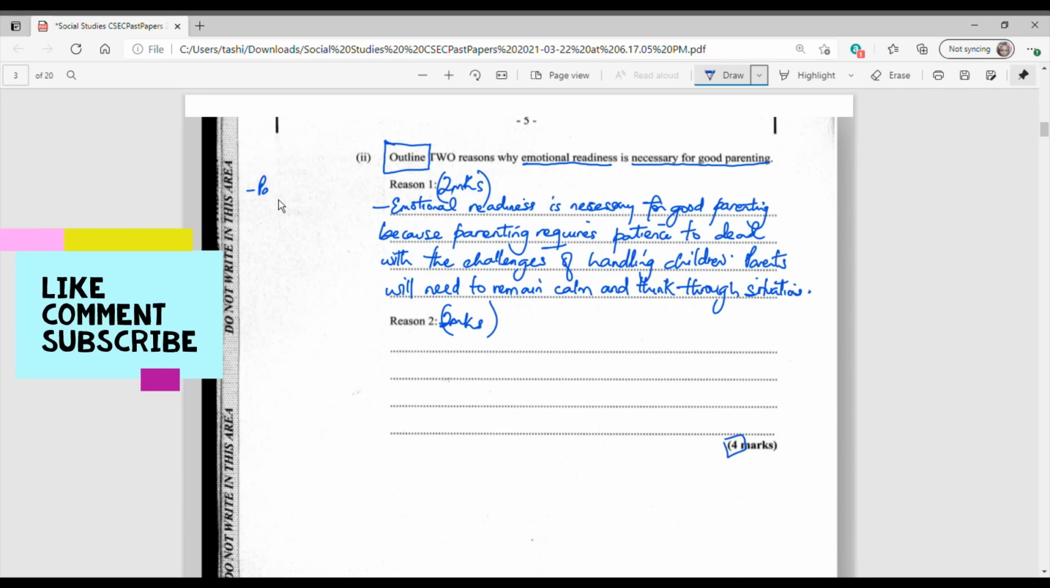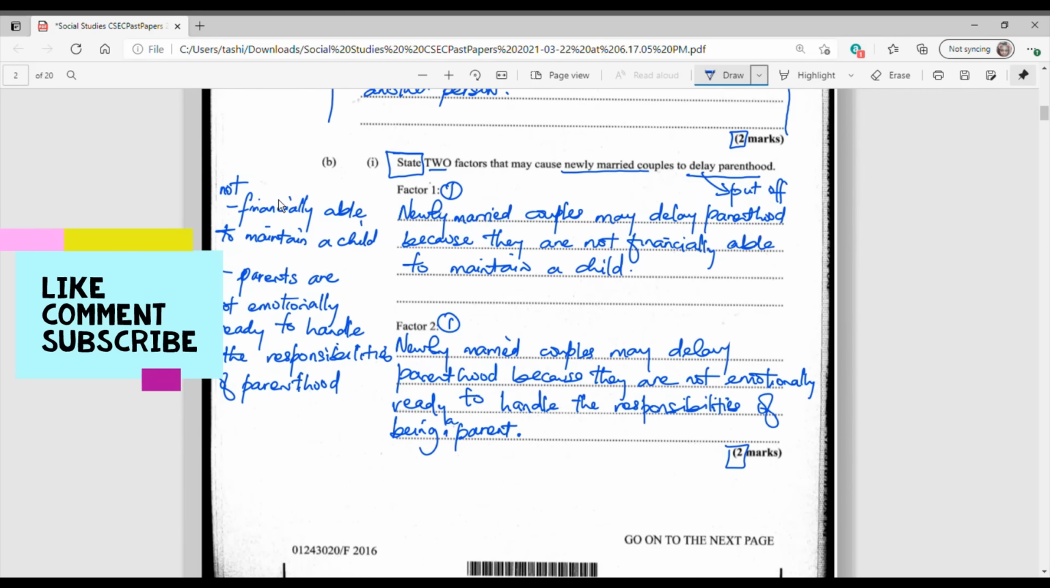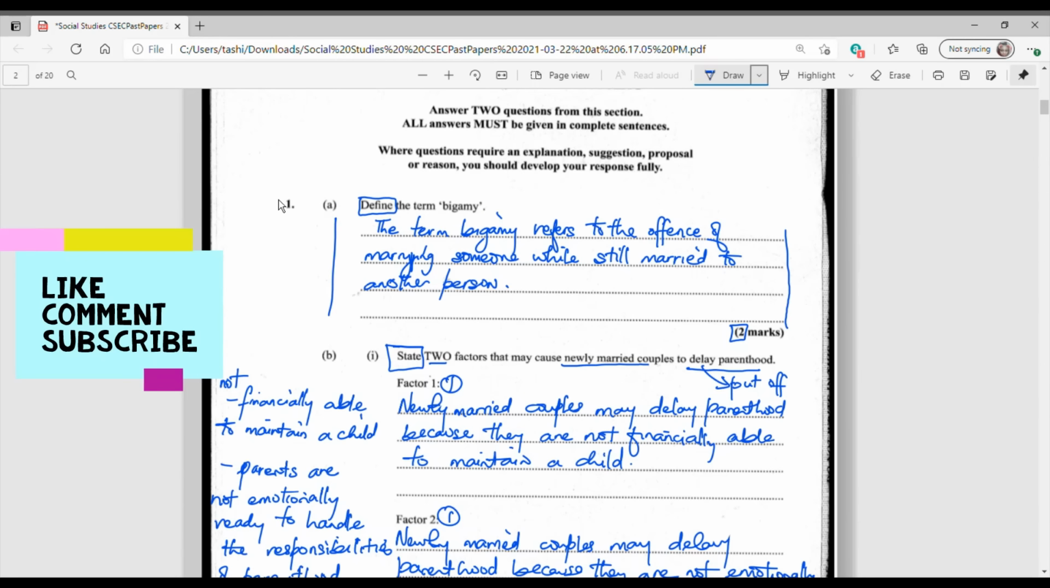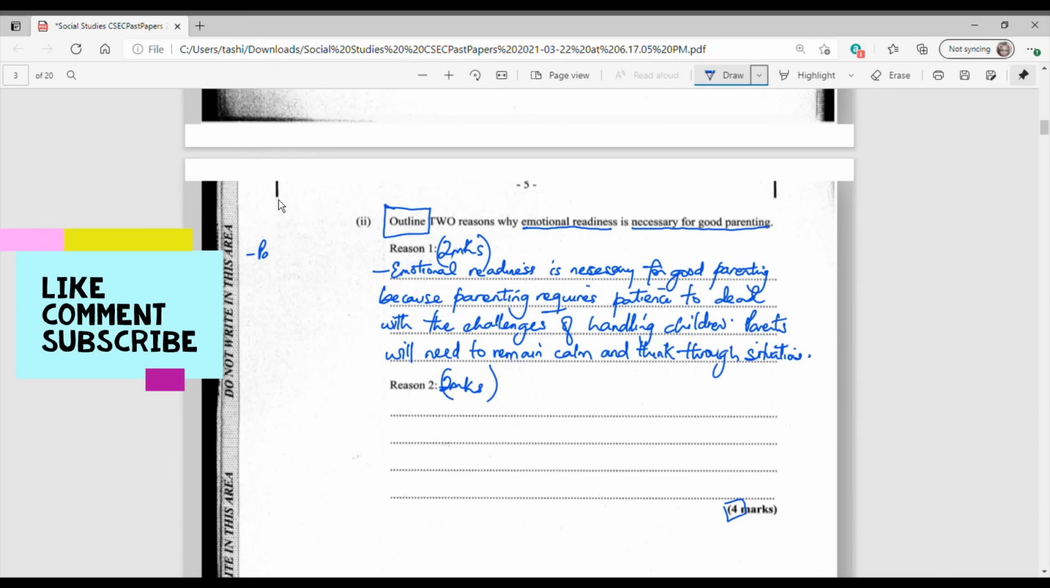All right, let me just point something out. Notice for the question that was before that asked us to state, all we did, we told exactly what it is that we were required to tell. The question above that was to define, so all we did, we gave the definition. Now this question asked us to outline. So we told what it is, and then we went a little further to explain what we're talking about. Not a long explanation, just to give another step basically.